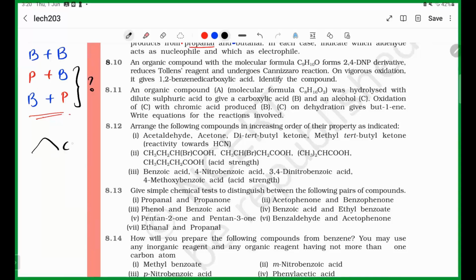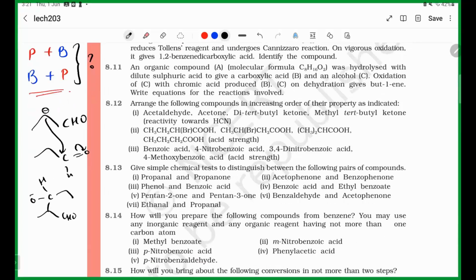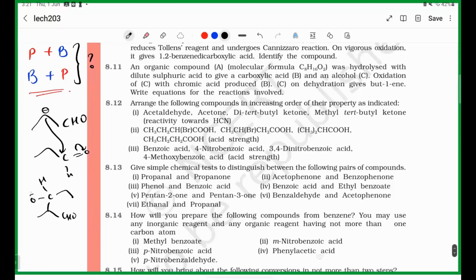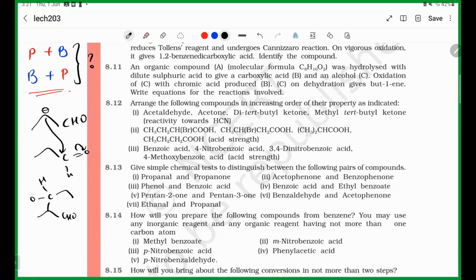As already discussed, propanal looks like that, CHO. So its aldol condensation product is going to look like this. You have a negative charge, and you have a hydrogen here. Yes, so this is the aldol condensation product of propanal and propanal.